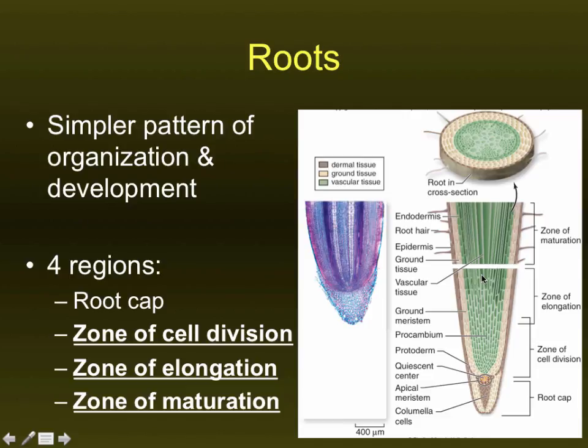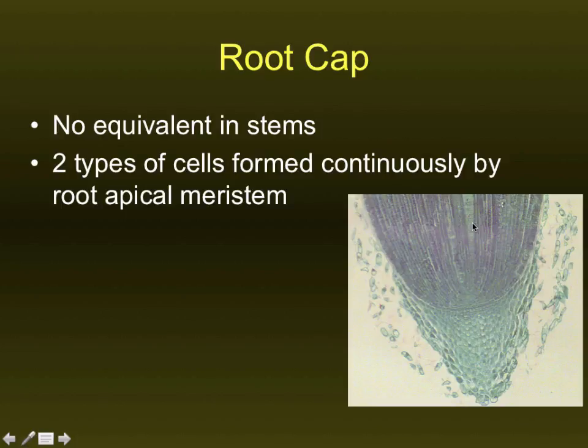And then eventually you also have what's called a zone of maturation, which is up at the top of the picture, and the zone of maturation is where you find the root hairs. Right? You don't find them before that, you don't find them after that, you only find root hairs in the zone of maturation. So in terms of functioning for the root, that's where this is going on right here, with the zone of maturation.